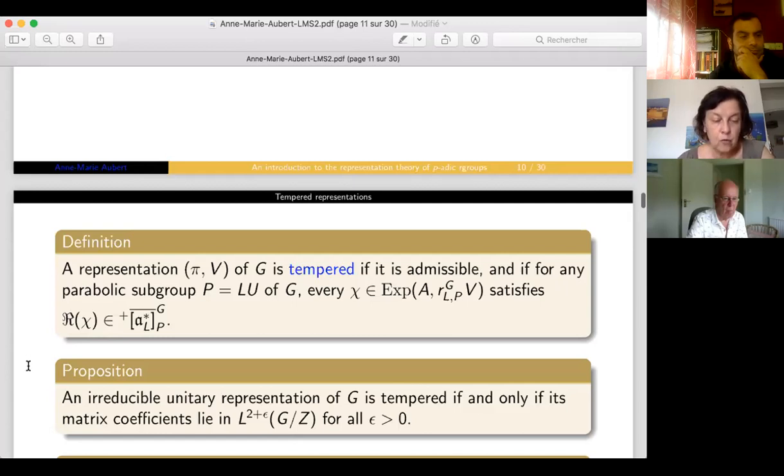It's also, if you consider just an irreducible unitary representation, then it means the following characterization. It is tempered if and only if its matrix coefficient lies in L^{2+ε}(G/Z) for all ε strictly greater than 0.